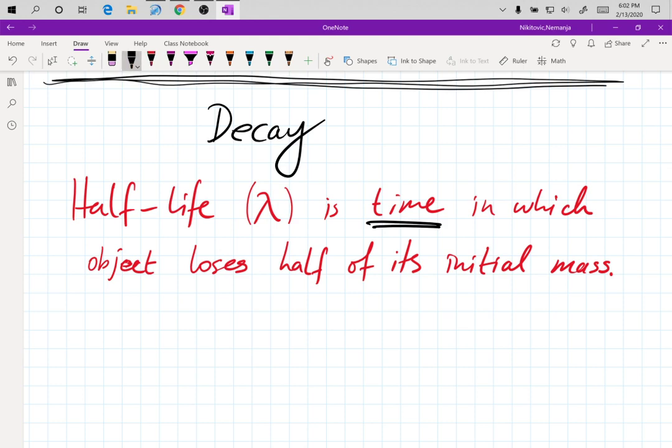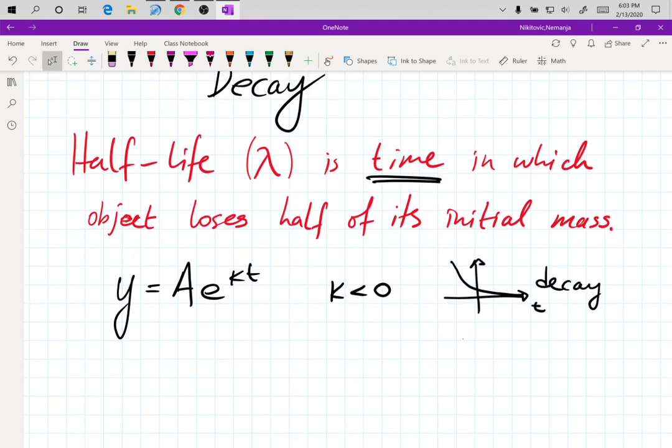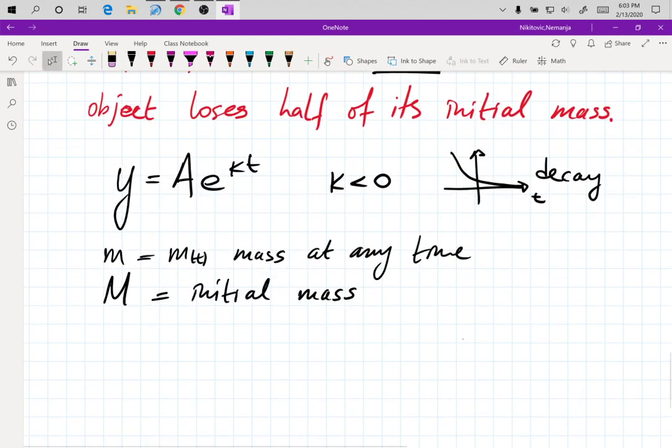All right. Lambda is time. If I have y equals a e to the kt, where k is less than 0 to get us decay, we are going to say m is equal to m of t, which is the mass at any time, and capital M is initial mass. So I can write the formula: m at any time is initial mass times e, and then if you want to put negative kt, go ahead. If you want to put kt, you have to write k less than 0. Since I'm lazy, negative kt. So it's clear that it's a decay model.